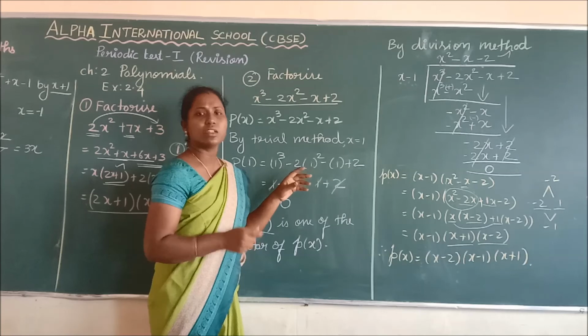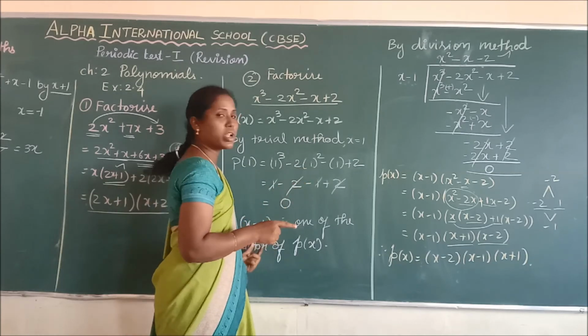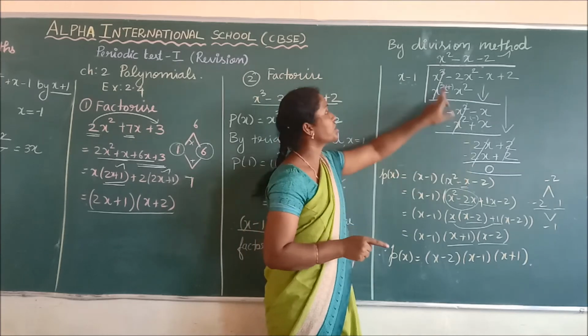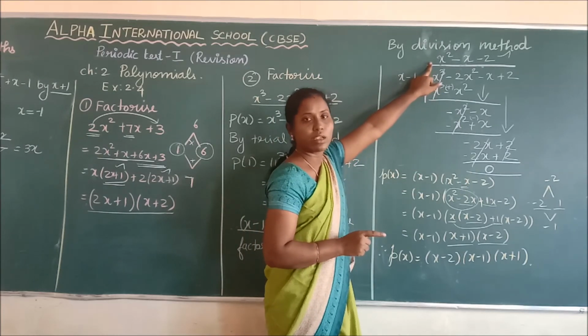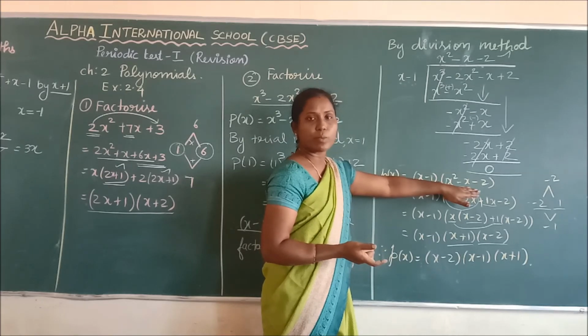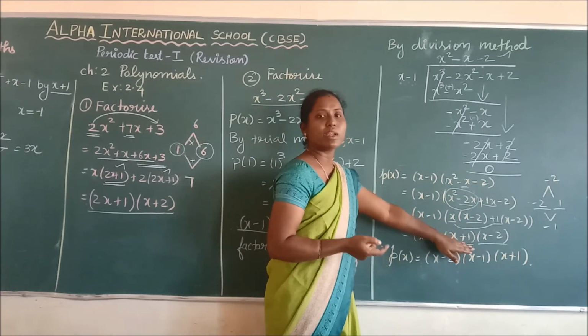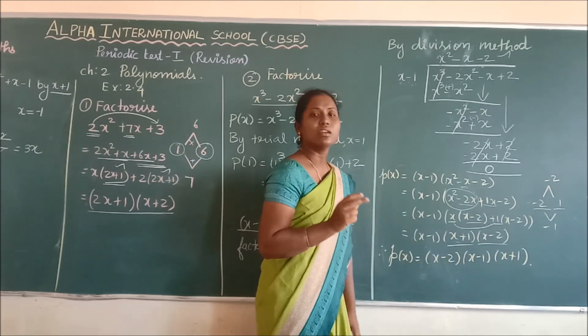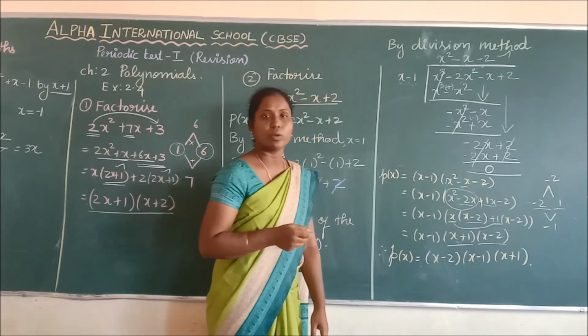Whatever cubic polynomial is given, follow the same procedure. First use the trial method and find one of the factors. Using that factor, divide the polynomial. Surely you will be getting the remainder 0. The quotient will be a quadratic polynomial only. We know how to factorize the quadratic polynomial, so factorize it and get the other two factors also. Finally you will be getting the three factors of the given polynomial.